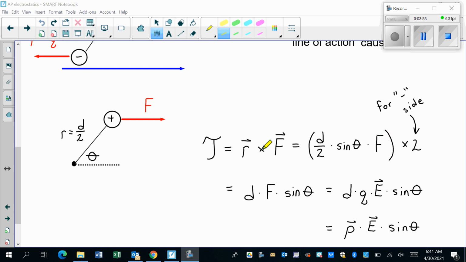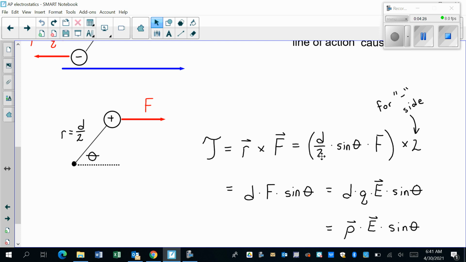Cross product says use sine if the angle is between our vectors when they are tail to tail. So the distance vector goes from our pivot out. Our force vector I could slide over here, and so there I can see that it is in fact a tail-to-tail orientation. So sine goes right there. So this right here in parentheses will be the torque caused by the force on the positive only, and I'm going to get all the same things happening for the negative. So for the negative side, I just double this.